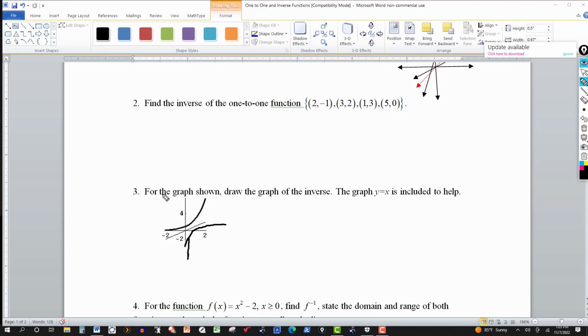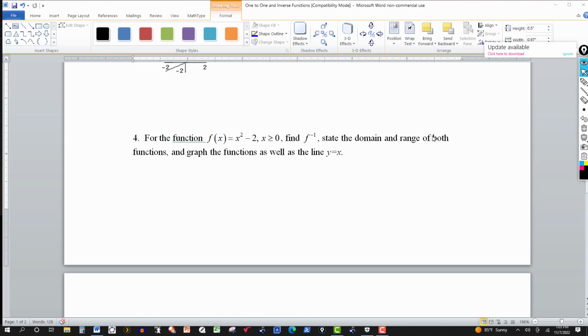So if they give you the one-to-one function, and they want the inverse, just reflect it over this line. Now if they give you the graph of the inverse, and you want to represent the graph of the function, again, just reflect it over the other side, and you get the graph of the function. Let's look at the next one.